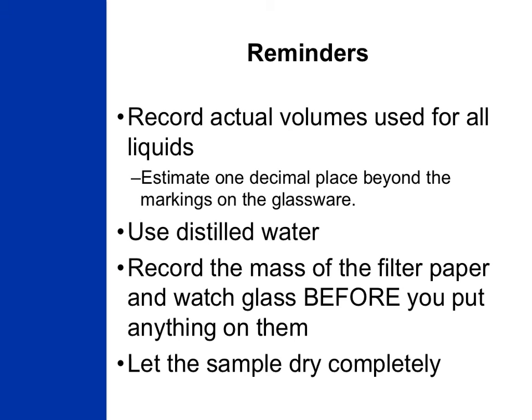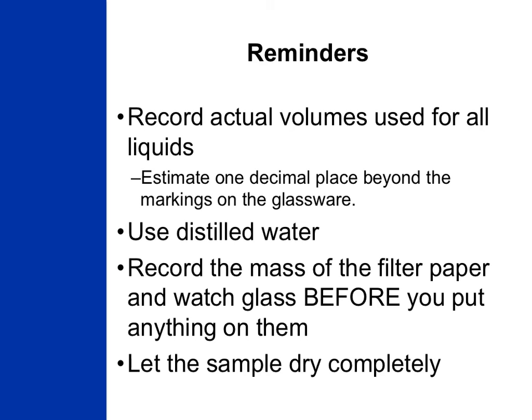A few reminders for this experiment. Record the actual volumes used for all your liquids. And remember, you should always estimate 1 decimal place beyond the markings on the glassware. For example, if you're using the 10 milliliter graduated cylinder with marking to the 10th mark, you can actually get 2 decimal places because you can estimate the difference of the volume level between the 2 markings on the glassware.